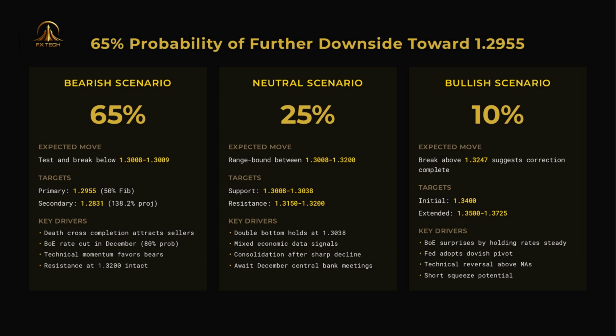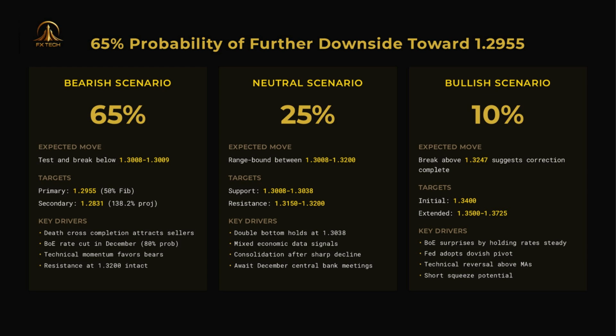Key drivers include the death cross completion attracting longer-term sellers, the 80% probability of a BOE rate cut in December, technical momentum favoring bears below 1.3085, and resistance at 1.3200, keeping the downtrend intact.